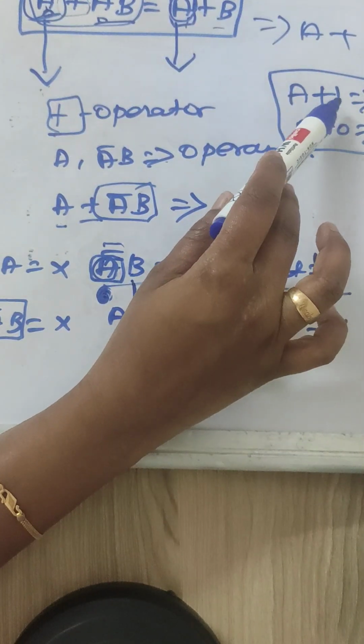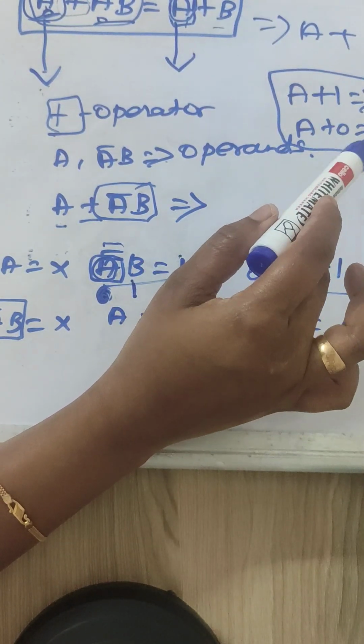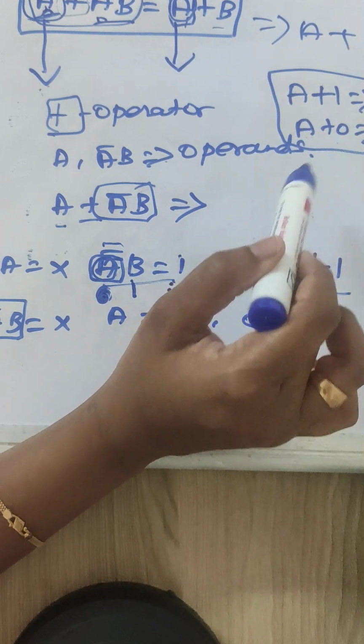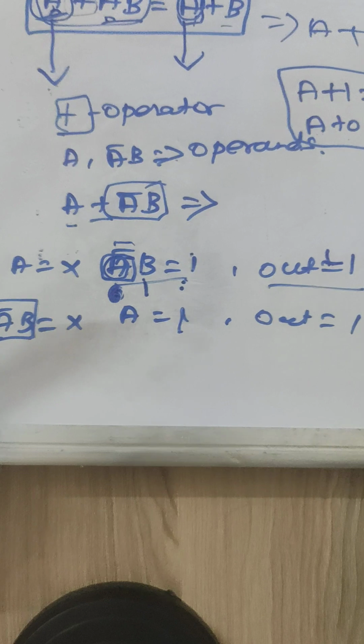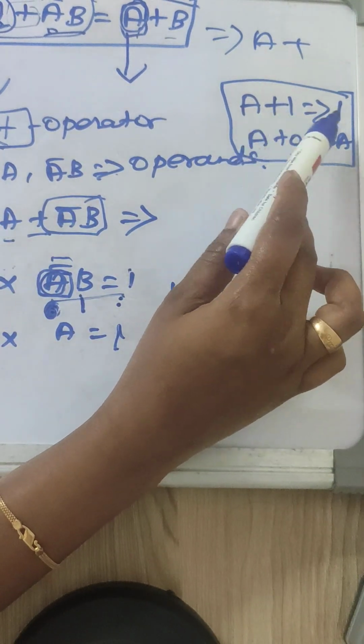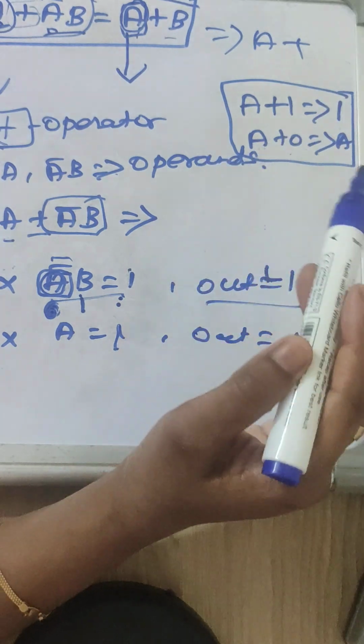So if one of the inputs is 1, it will automatically give the output as high. If one of the inputs is 0, it will just output the other input. That is generally the OR gate operation, right? So this is what we know: A plus 1 equals 1, A plus 0 equals A.